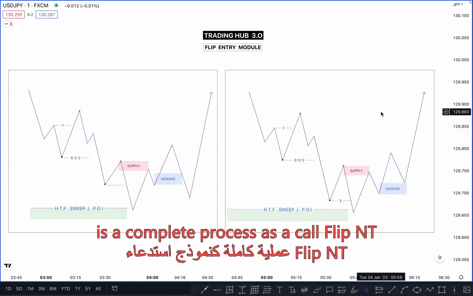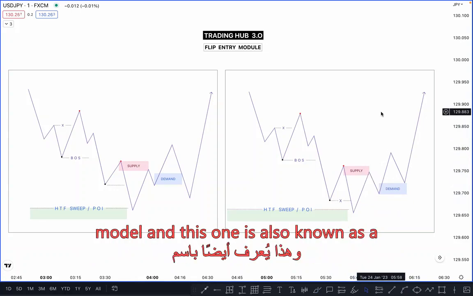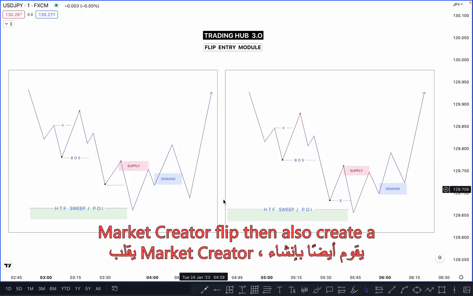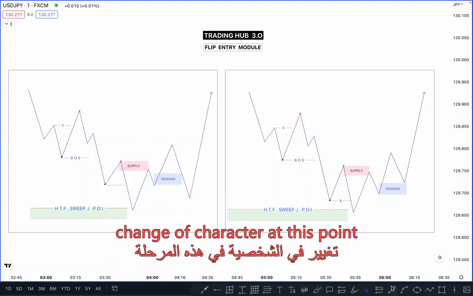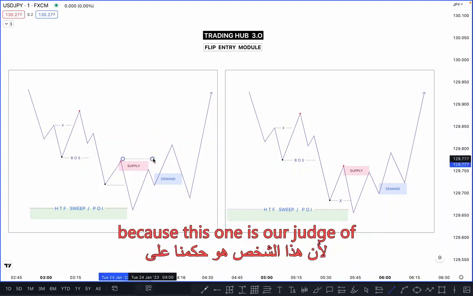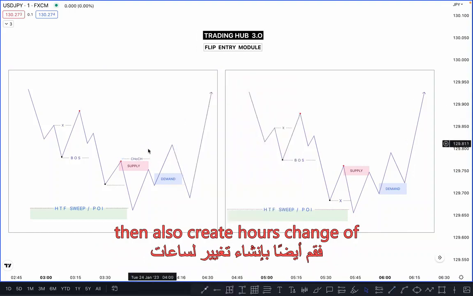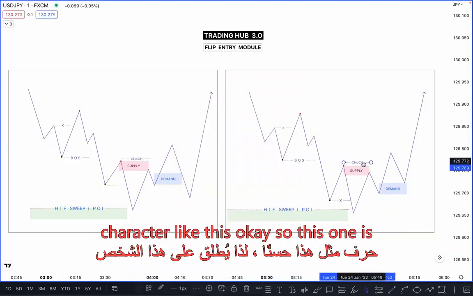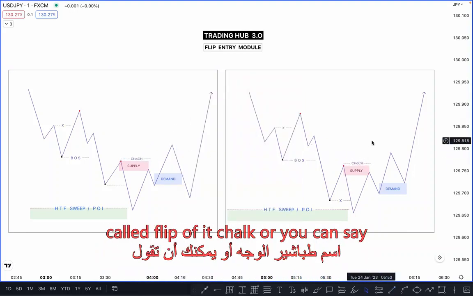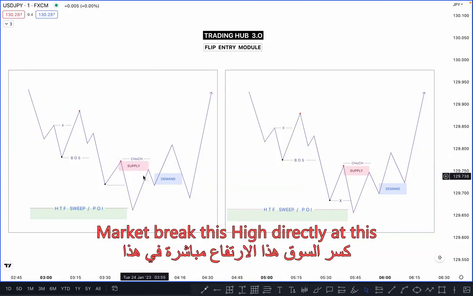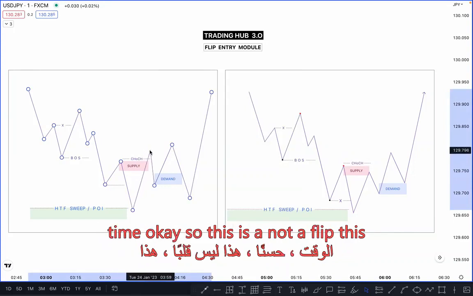This complete process is called the flip entry model, and this is also known as the CHoCH with flip, right? Because once the market creates a flip, it also creates a change of character at this point, because this one is our change of character. So when the market creates a flip, it also creates our change of character like this. This is called flip with CHoCH, or you can say CHoCH with flip entry model. If the market breaks this high directly at this time, this is not a flip, this is our CHoCH.